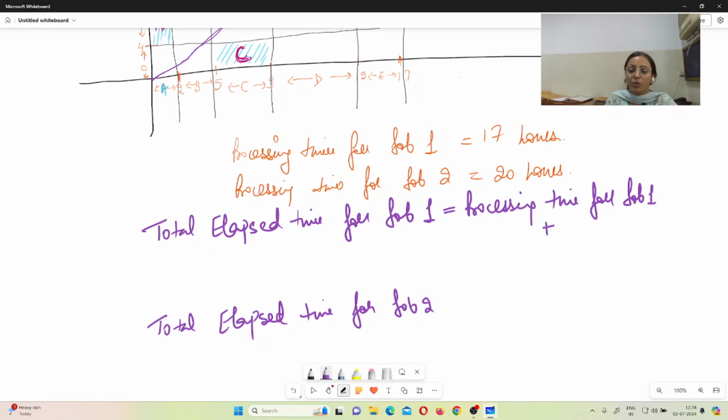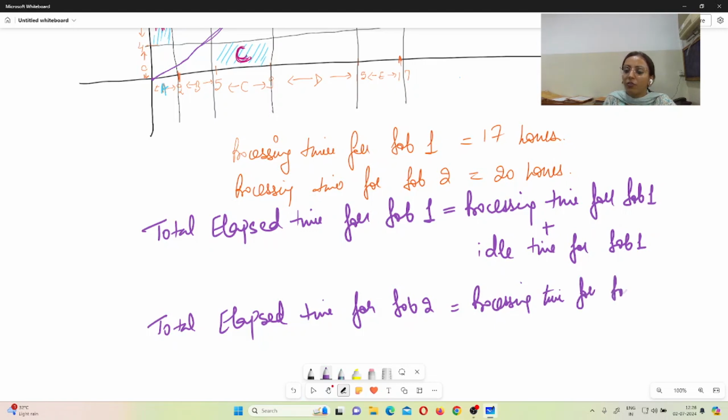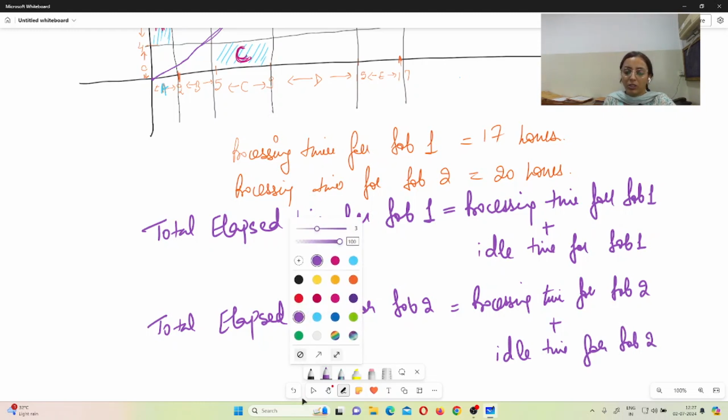plus, in between you have to add the idle time for job 1, right? Same with the formula for job 2, that is processing time for job 2 plus you have to add the idle time for job 2. Right, now we have to find the processing time and the idle time. Then, putting in the values of processing and idle time, we will get the total elapsed time.